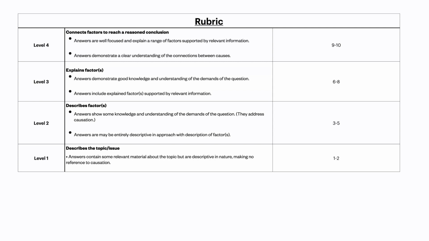You have some understanding of the knowledge and demands of the question. You address causation, but your answers may be descriptive rather than really evaluating how those causes, or how those things you're describing, caused the event in the prompt. And level 1, you're just describing the topic. You're not really referencing causation, but you are talking about the topic, so you can get 1 to 2 points. And if what you're talking about has absolutely nothing to do with the topic or the question, you will get a 0 for no scoreable content.